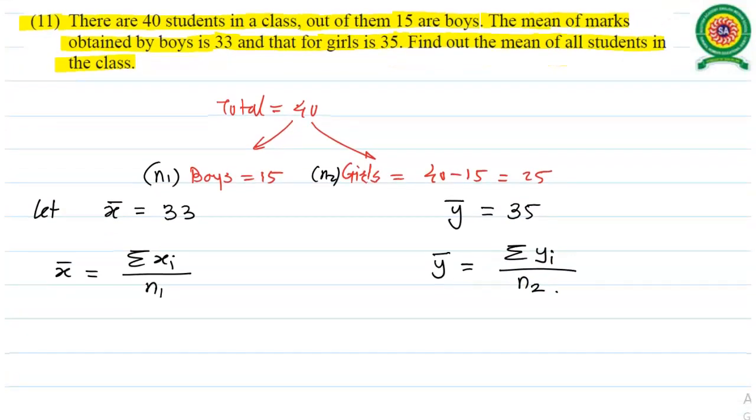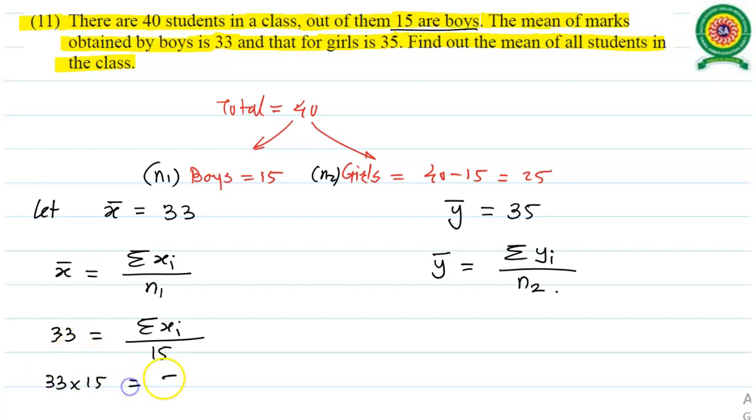Now the x bar value is given as 33. So 33 equals sum of xi, that is the sum of scores of the 15 boys, divided by the total number of boys, 15. Shifting the 15, we have 33 into 15 equals sum of xi. So sum of xi equals 33 into 15, which is 495. What does the sum of xi mean? The sum of marks scored by boys.